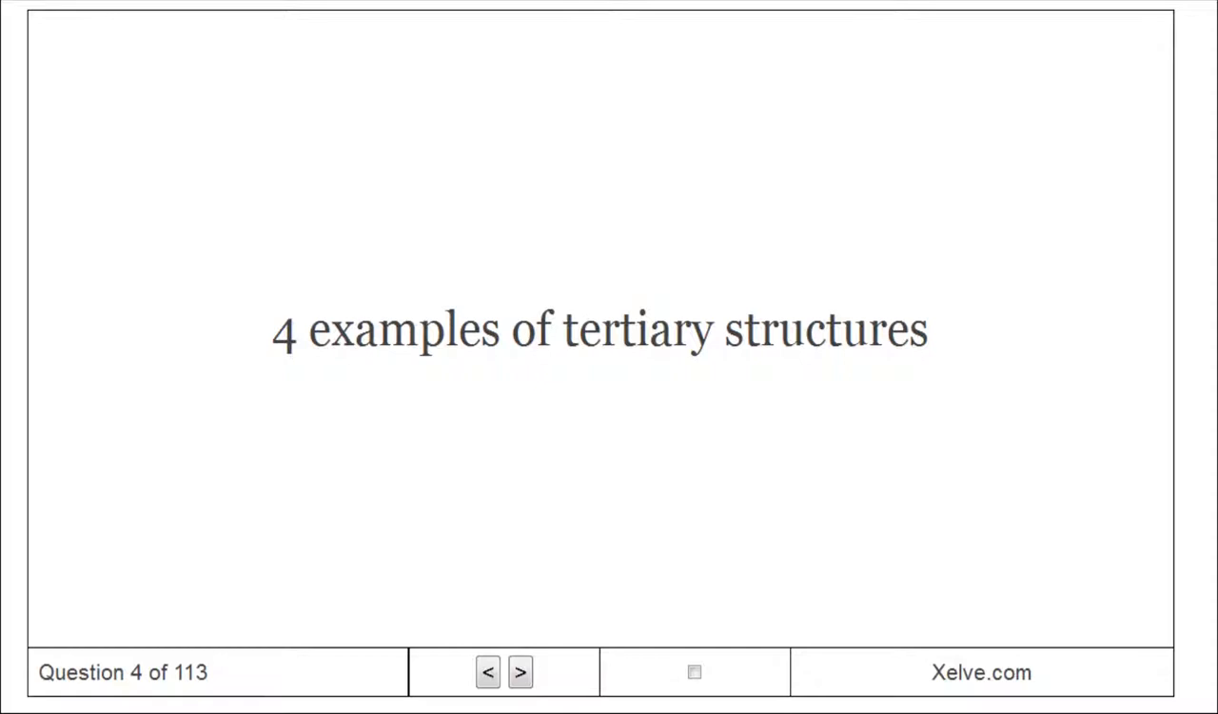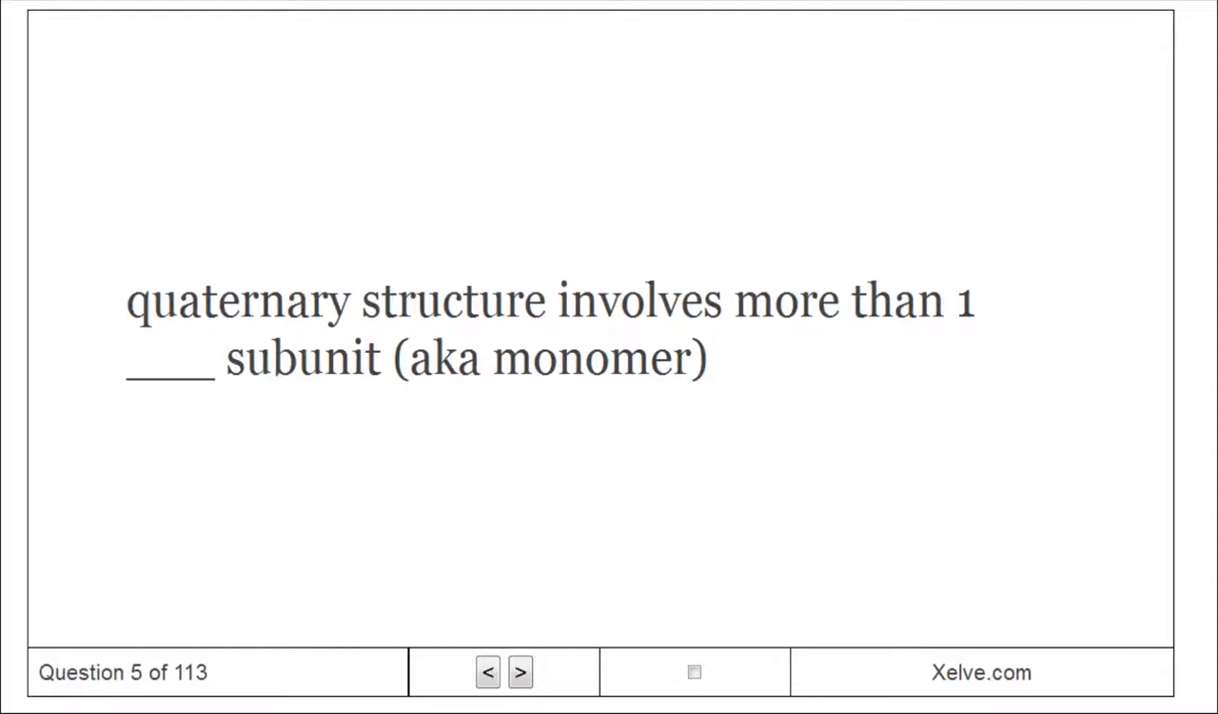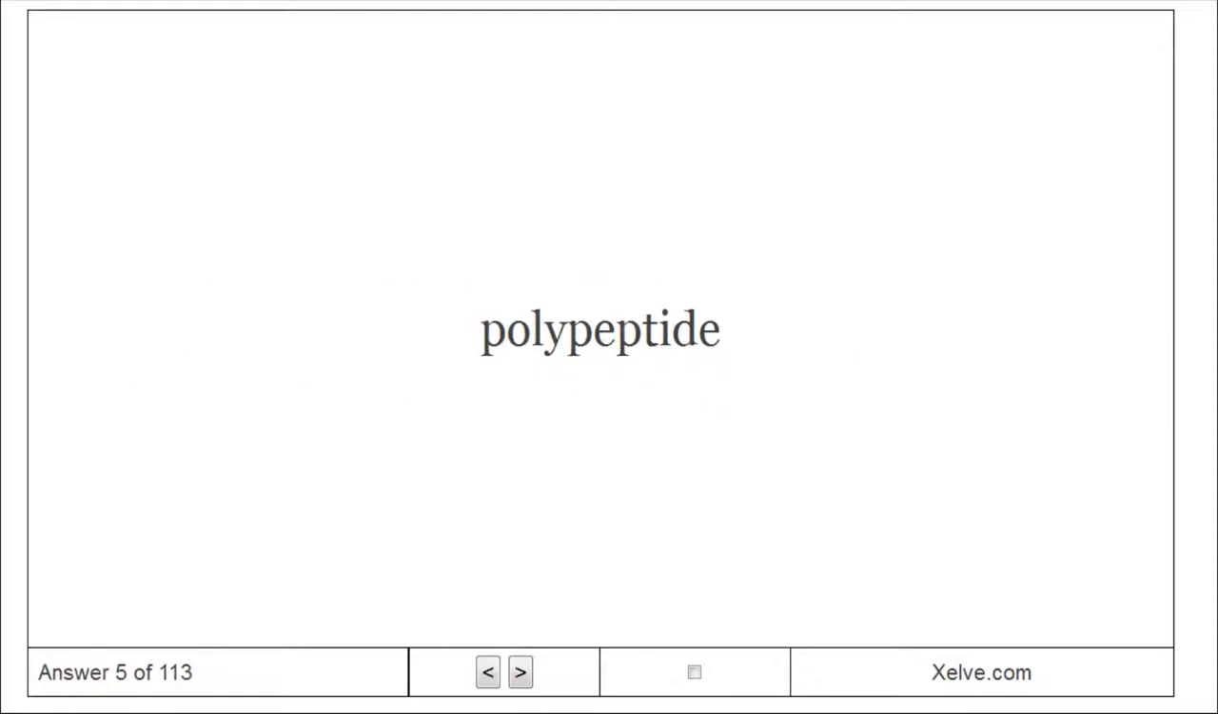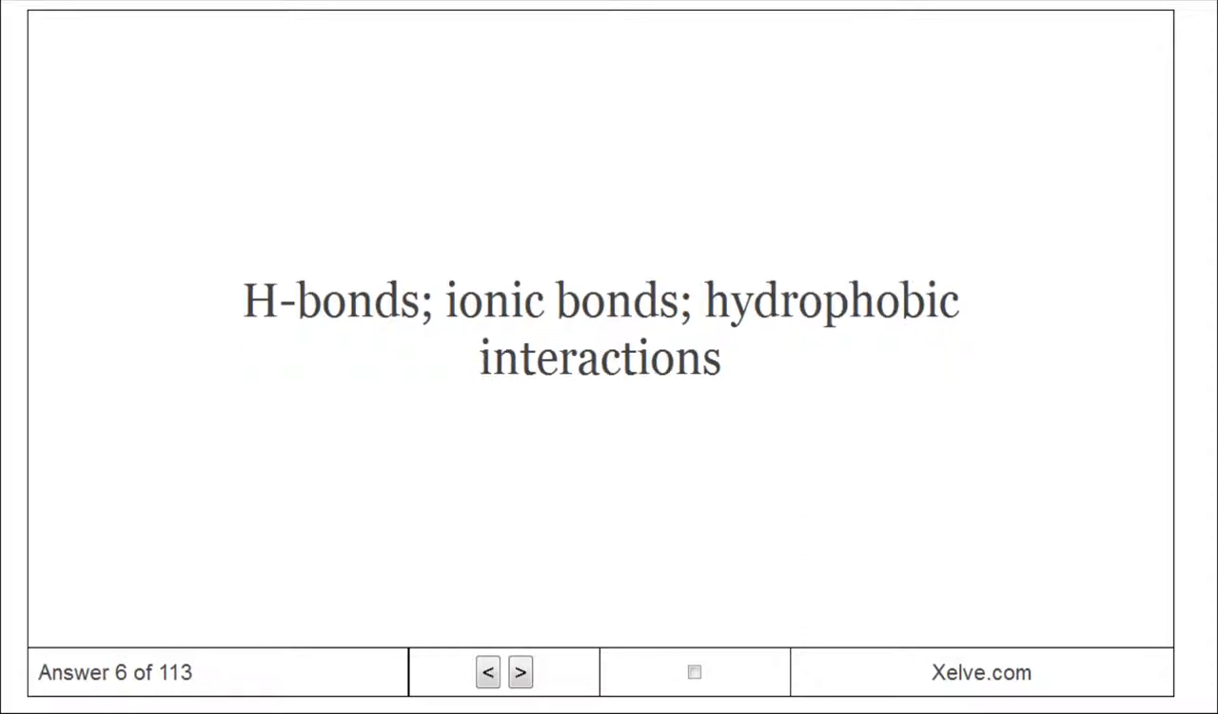Four examples of tertiary structures: H bonds, ionic bonds, hydrophobic interactions, disulfide bonds. Quaternary structure involves more than one blank subunit. Polypeptide. Three examples of quaternary structure: H bonds, ionic bonds, hydrophobic interactions.